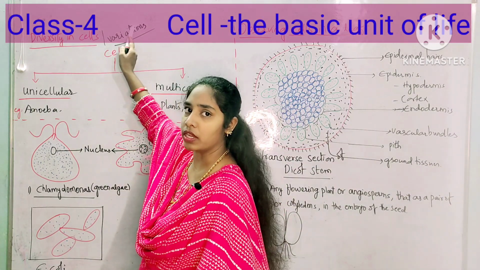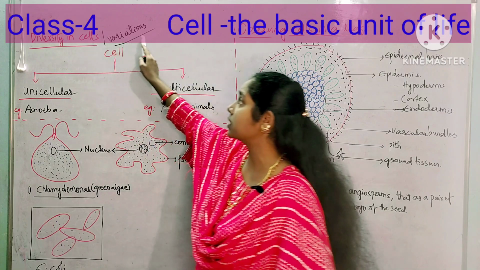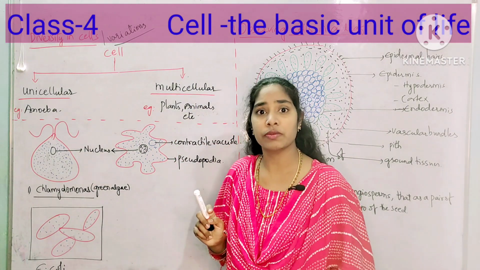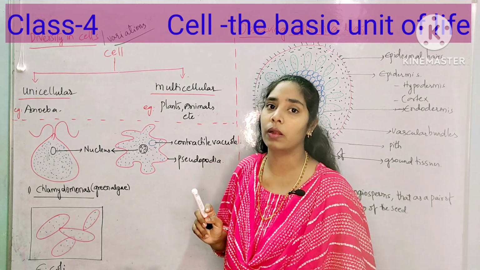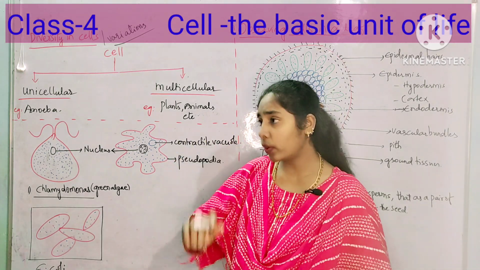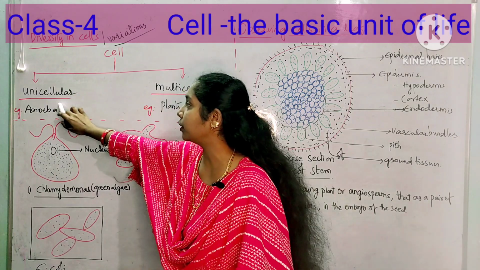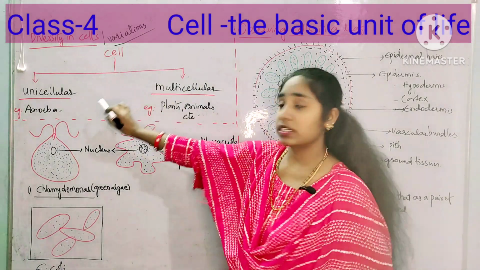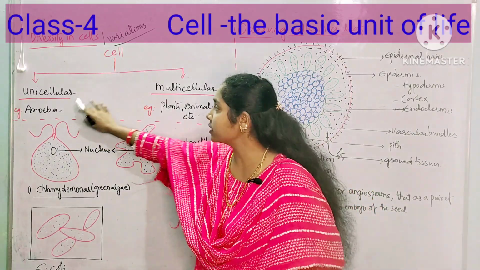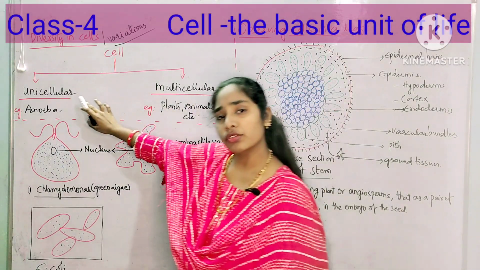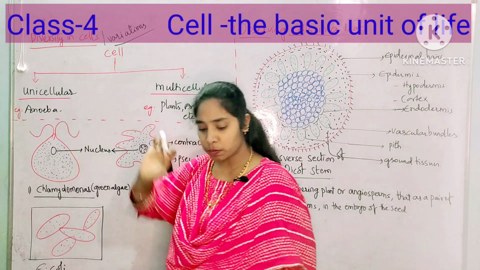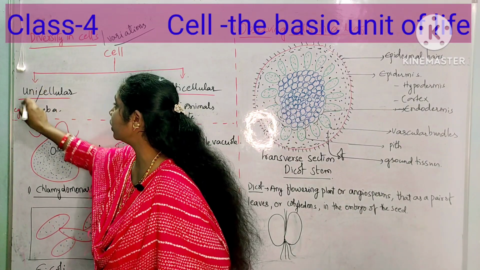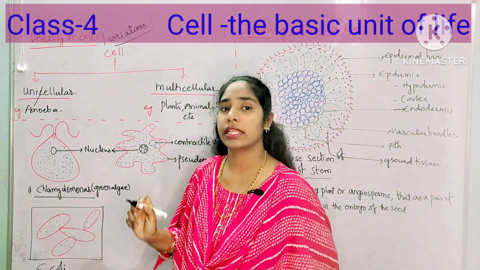Differences are called variations. So the diversity of cells is nothing but the variations shown by an organism. Variations shown in cells are called diversity in cells. Organisms are divided into unicellular and multicellular. I already explained this, but for a quick review I will explain again: unicellular, the word itself, uni is nothing but one.